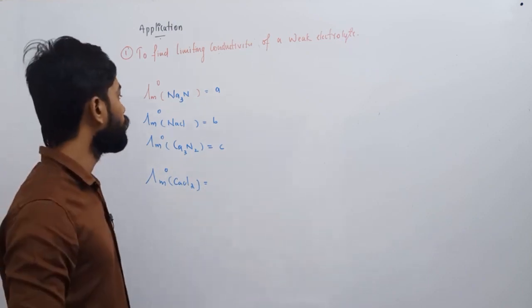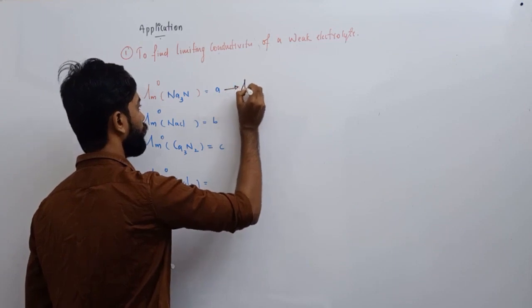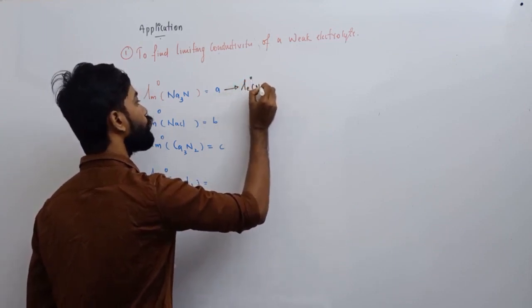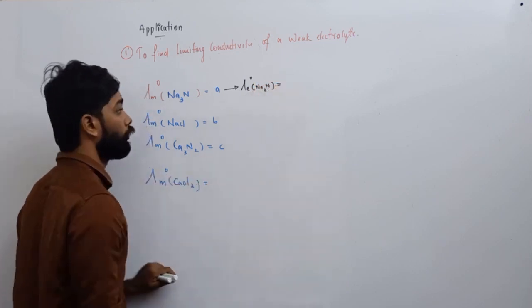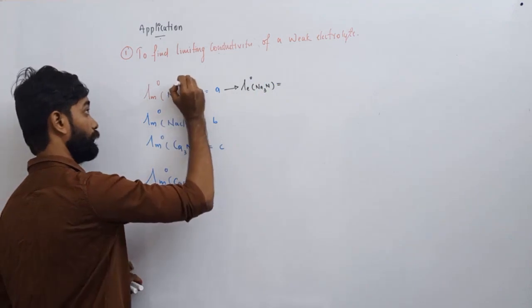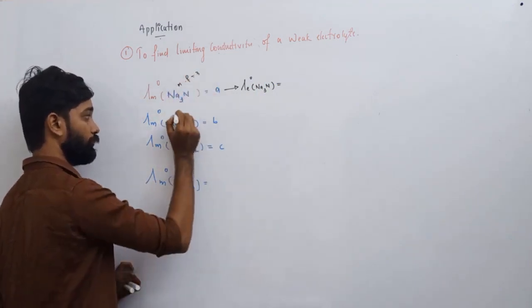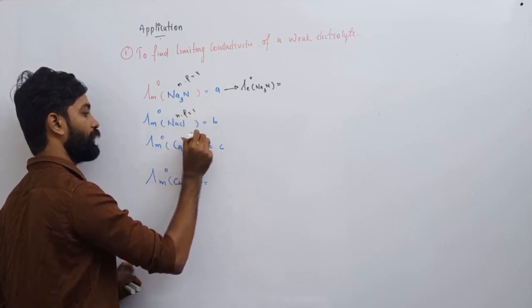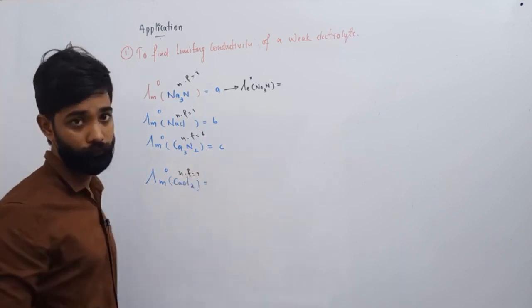Okay. So what do you want to do? You find the lambda 0 of sodium nitride. First you find the n factor. N factor here is 3. Total procedure. N factor here is 1. N factor here is 6. N factor here is 2. This is the first step.